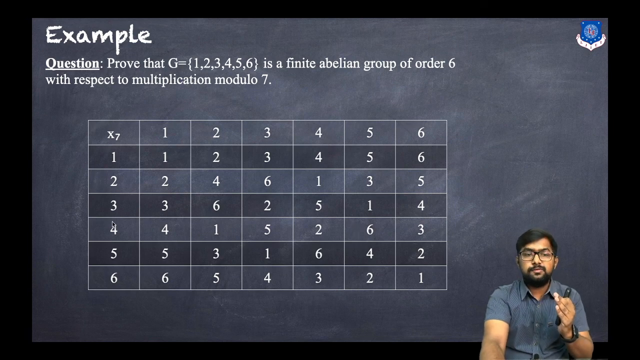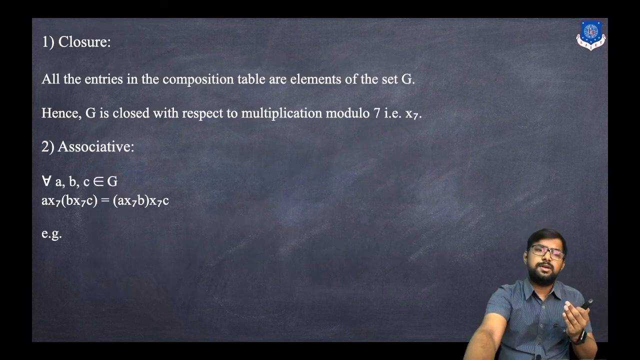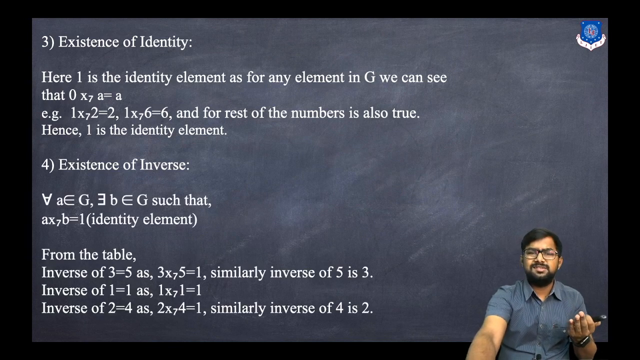Now here for 3, we have 1 here. So 3's inverse is 5. Now 1 here, so 4's inverse is 2. 5's inverse is 3. And 6's inverse is 6. So this is how the inverse elements are also there. So yes, it is done.